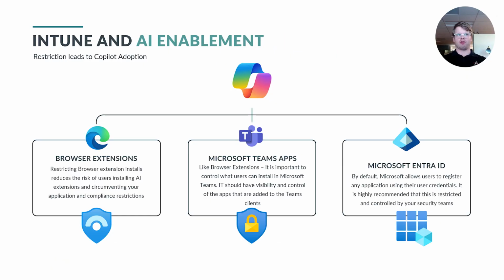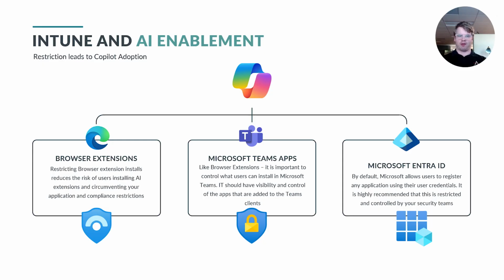Intune better enables your environment for AI by doing the following things. Restriction leads to better Copilot adoption. For example, with browsers, you can install extensions that enable AI tools within the browser, within Chrome and Microsoft Edge. It is recommended you restrict these because your IT team will not know what people are putting into them data-wise. These extensions often circumvent your application and compliance restrictions.